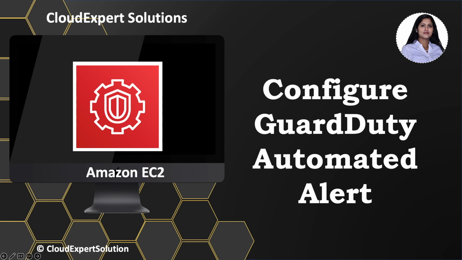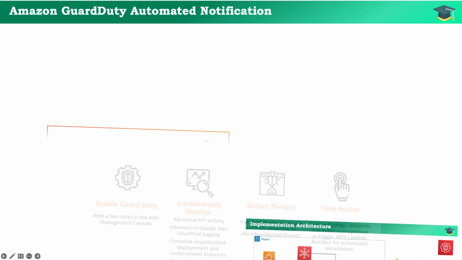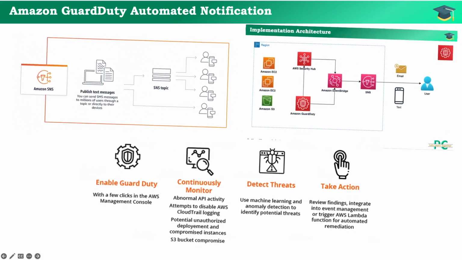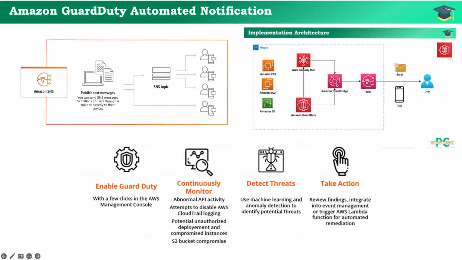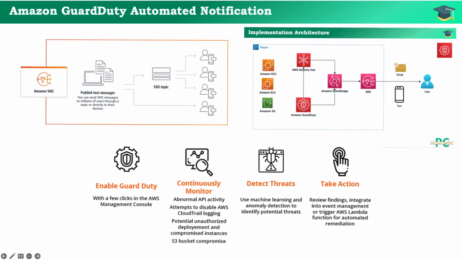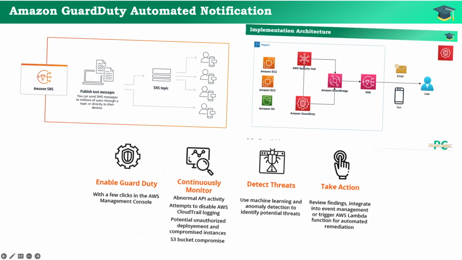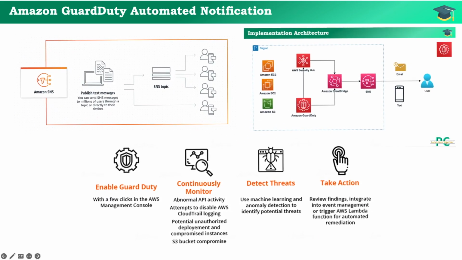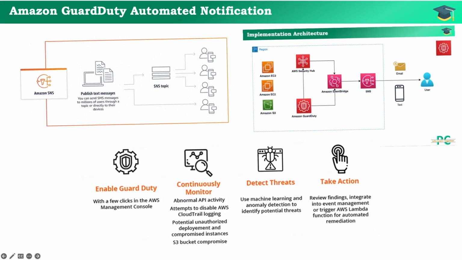In today's video, I am going to demonstrate the step-by-step process to configure automated notification for Amazon GuardDuty findings. If you are using Amazon GuardDuty and looking for a mechanism to get automated alert when there is a high or medium finding, then you are at the right place. In today's demo, I am going to cover everything related to configuring automated GuardDuty alert. If you follow today's session without skipping any part, you should be able to successfully configure automated GuardDuty notification for your personal learning and for your organizational use cases.